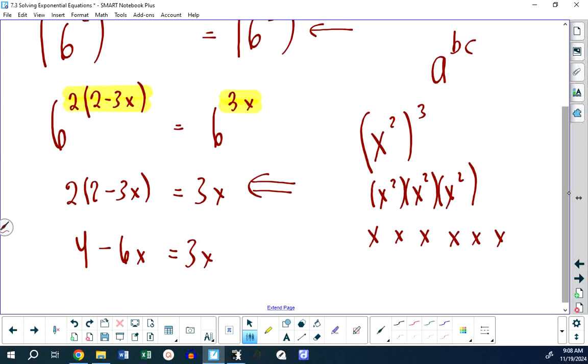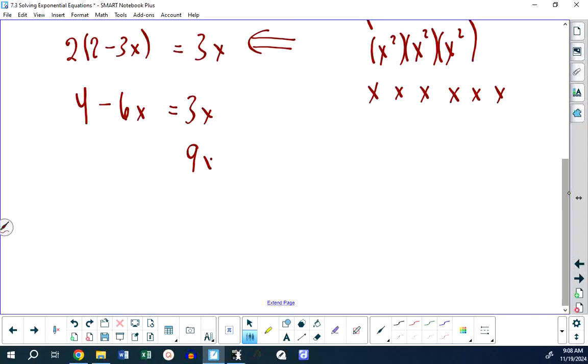And I hope you appreciate what I'm getting at is, I can't guarantee how these things are marked on written response, so showing more work is maybe a better idea than showing less. Pretty easy to solve. 9x equals 4. Divide both sides by 9, you get x equals 4/9, and we're done. Any questions with that example?